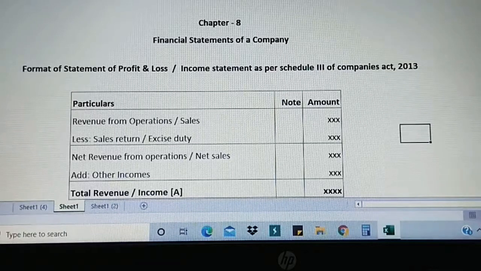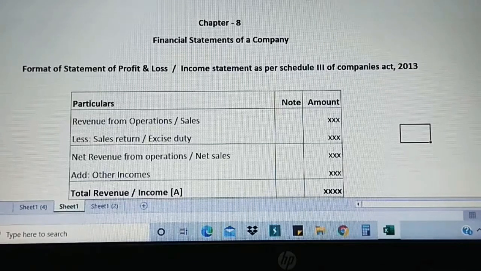Hello students, in this video we are going to go through chapter 8, which is related to the financial statements of a company. We have two statements, that is, the profit and loss account or income statement. As per Schedule 3 of the Companies Act, we are going to see the format of this. If we go for the calculation, this chapter is very simple and easy, and you have only 6 mark questions related to this. So let us go for the format.